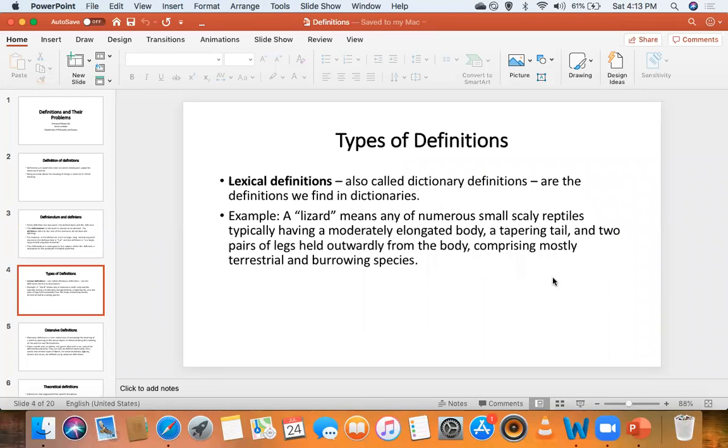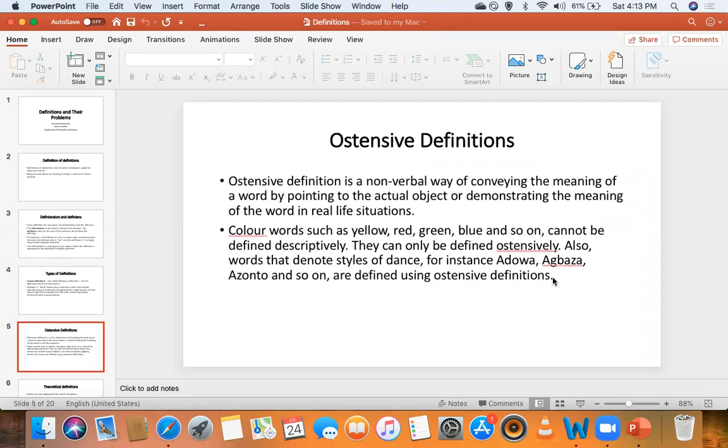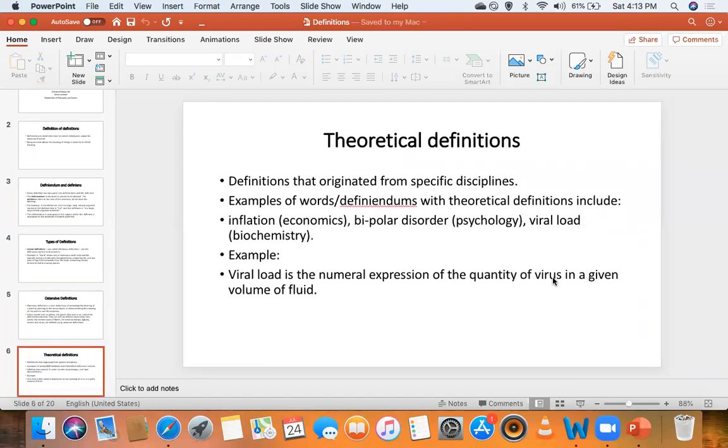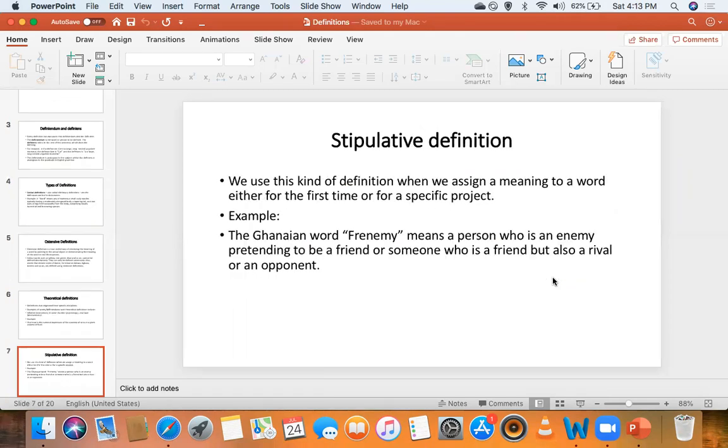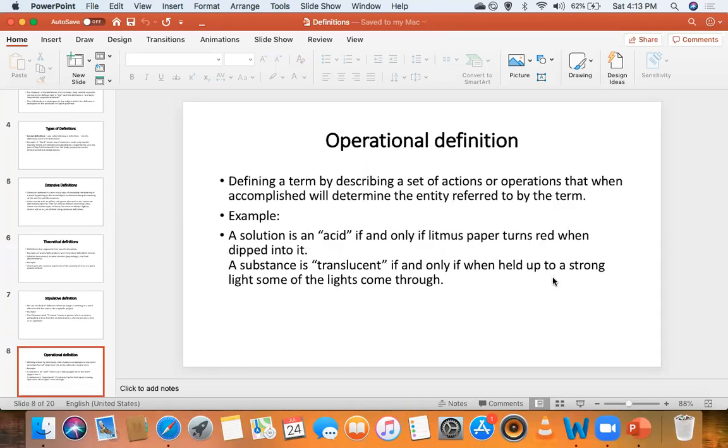From there, we saw different types of definitions. We saw lexical definitions, which are the dictionary definitions. We saw ostensive definitions, which are those definitions that we can't put in words, which we can only demonstrate physically. And then we saw theoretical definitions, those definitions that originated from specific academic disciplines. Then we saw stipulative definitions, those definitions that we can formulate on our own for some specific purposes. And then we saw operational definitions, those definitions that outline a certain procedure or operation.